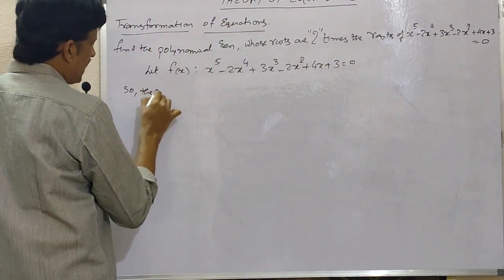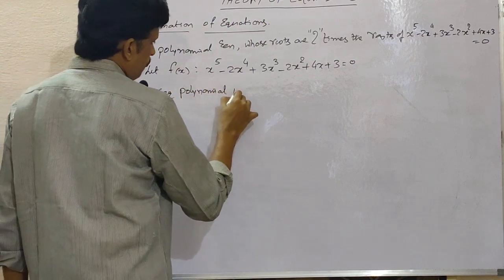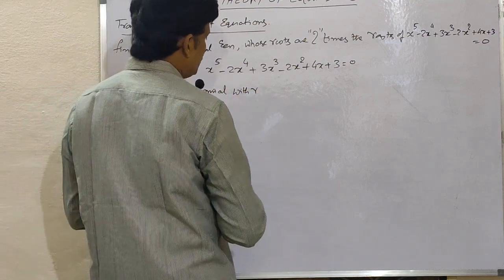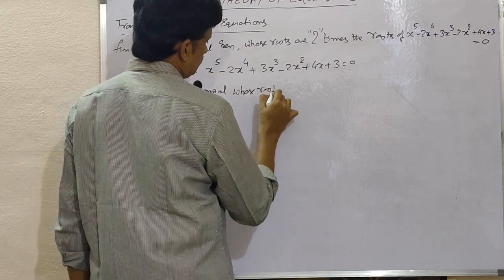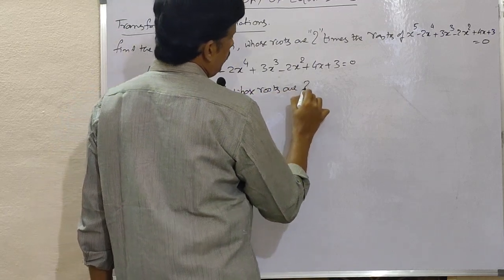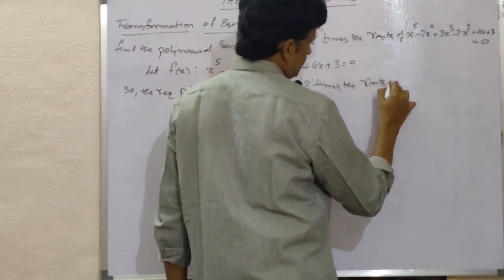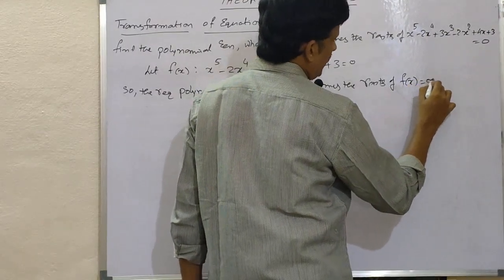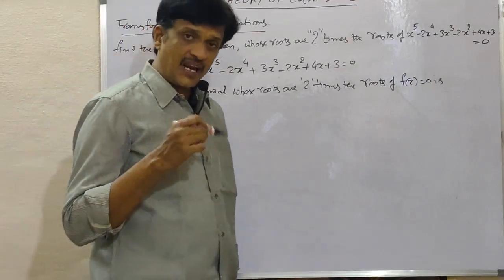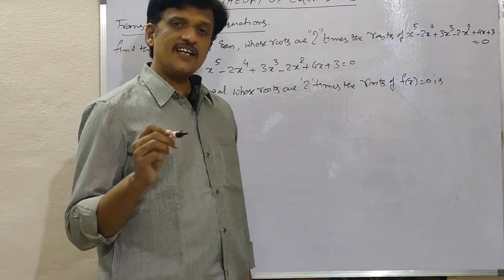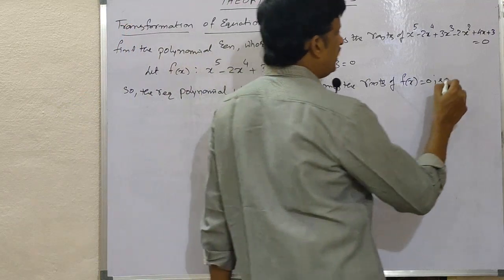So the required polynomial, whose roots are 2 times the roots of f of x equal to 0, here the roots are 2 times. So each root is multiplied with 2. That means 2 alpha 1, 2 alpha 2, 2 alpha 3 like this. So the required equation is f of x by 2 equal to 0.